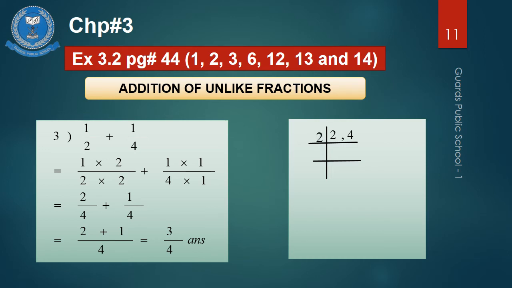Now you can see here, we take the LCM. 2 ones are 2, 2 twos are 4, and then 1 and 2 is remaining. So 2 ones are 2. So when you multiply 2 by 2, your LCM will be 4. I hope you understand the first step.